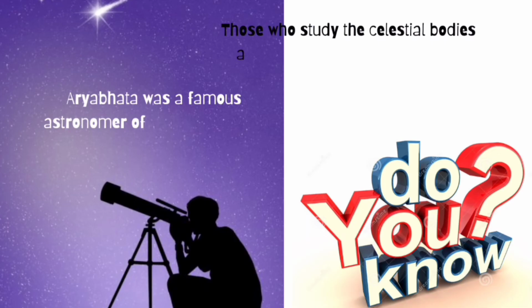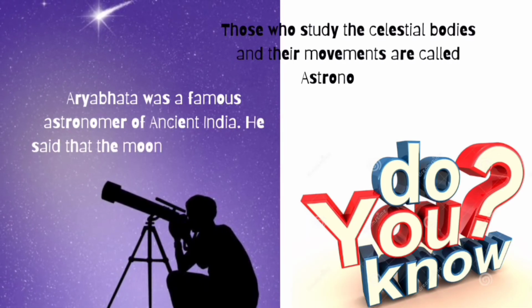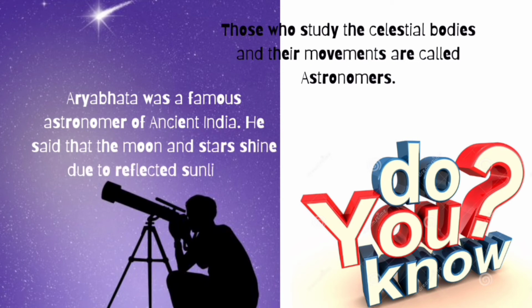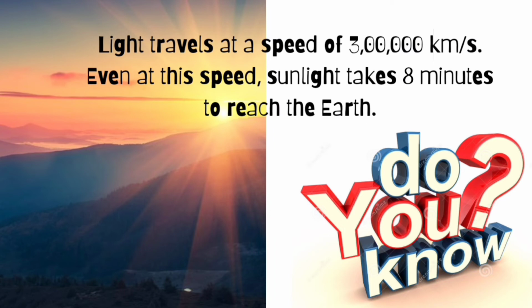Now some more interesting facts about the solar system. Do you know those who study the celestial bodies and their movements are called astronomers? Aryabhatta was a famous astronomer of ancient India. He said that the moon and stars shine due to reflected sunlight. Do you know the speed of light? Light travels at a speed of 3 lakh km per second. Even at this speed, sunlight takes about 8 minutes to reach the Earth. So, what will be the distance of the Sun from the Earth?